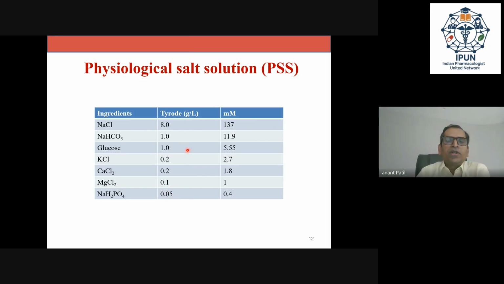I have mentioned them in decreasing order just to remember. So you can see 8, then 1, 1, 0.2, 0.2, then 0.1, 0.05. So these are the concentrations. We used to have a lab technician who used to help us with making these Tyrode solutions. And if you look at the concentration in millimoles, this would be the concentration of different chemicals in the Tyrode solution. And the functions we all know: why sodium chloride is required, why glucose is required, why potassium chloride is required. So I won't go into the function because these are all electrolytes and the nutrition for that tissue to survive outside the body in a physiological condition.